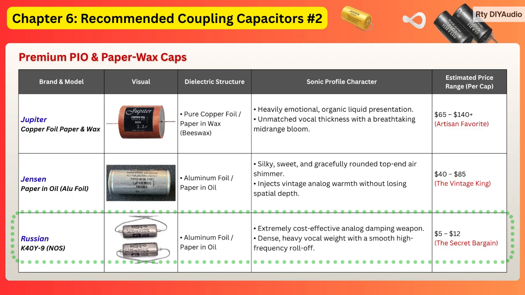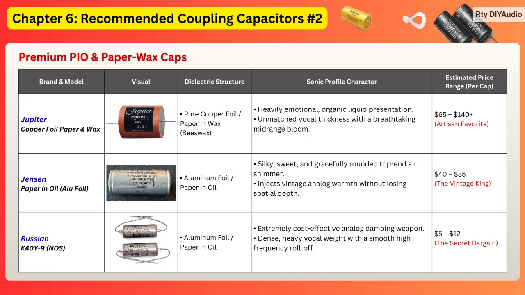Finally, the Russian K40Y9NOS military package. This aluminum foil and paper and oil tank functions as an extremely cost-effective analog damping weapon, delivering a dense, heavy vocal weight with a smooth, high-frequency roll-off at an unbeatable surplus rate. If your acoustic target demands pure, uncompromised analog musicality, these natural core formulas are your ultimate solution.